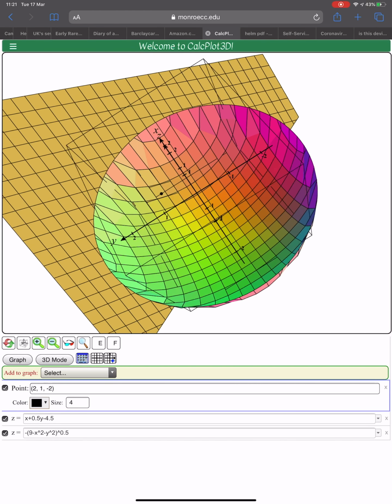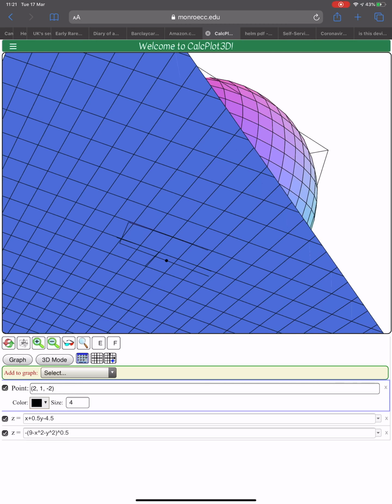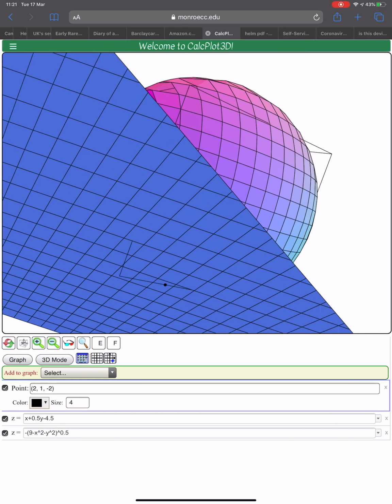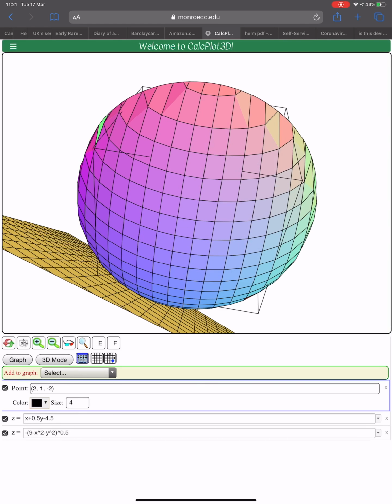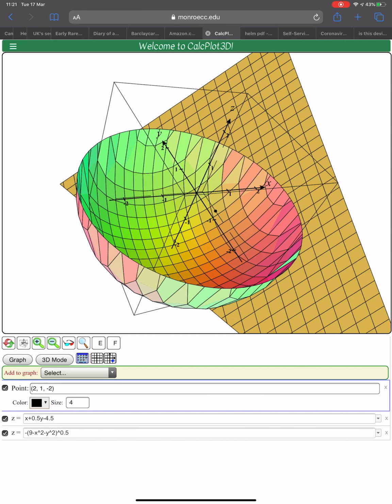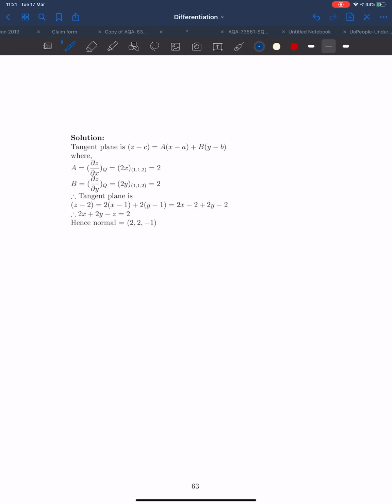I haven't got a mouse on here to show this. Look, there's the dot. And that is the point 2, 1, minus 2. Have I convinced you that that's touching the hemisphere at the tangent plane at that point? Right, there we are. Can you see the dot again? Anyway, that was quite good. I think you can see the site there, monroeecc.edu. That was quite a good one for plotting these. Right, okay, next example.